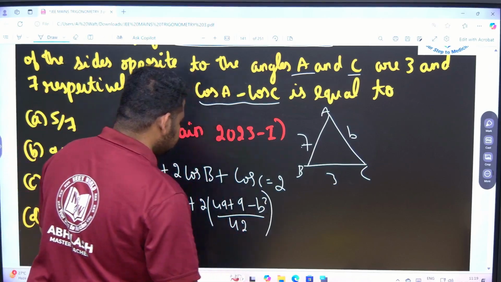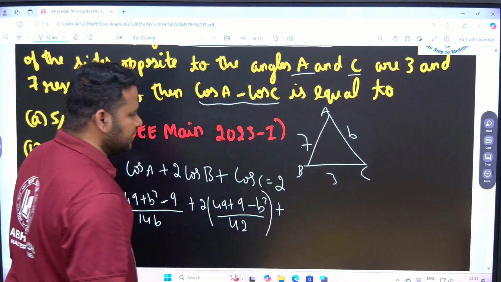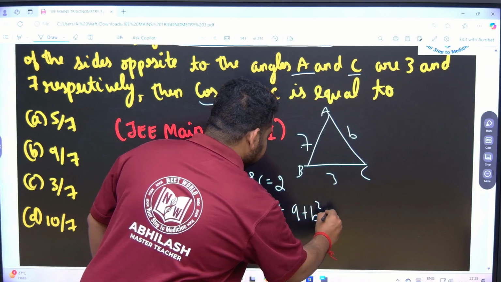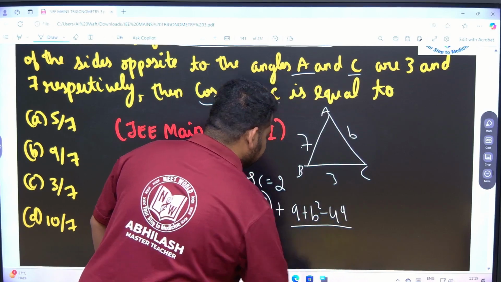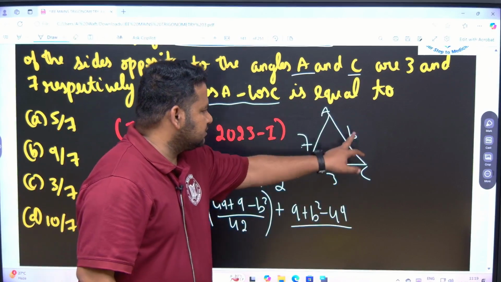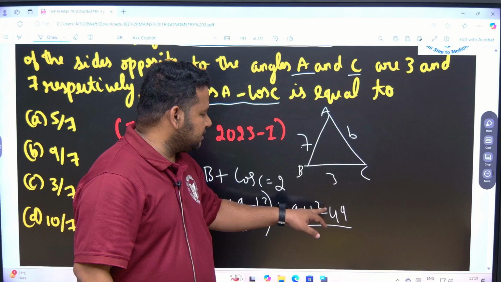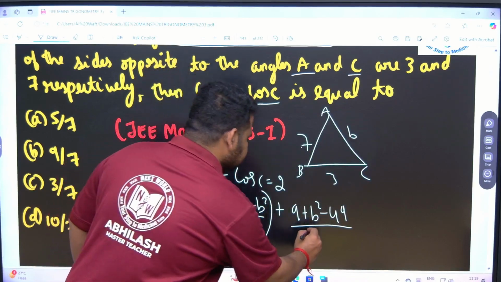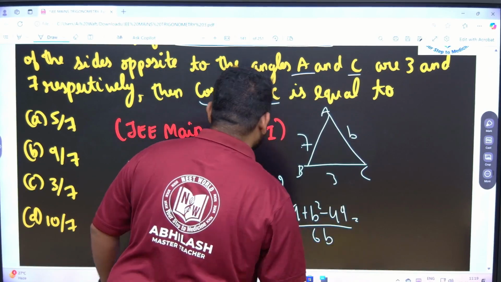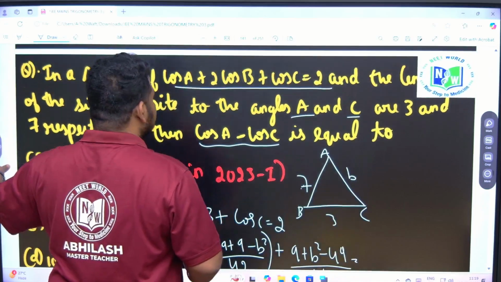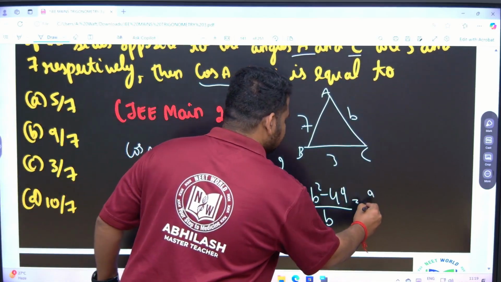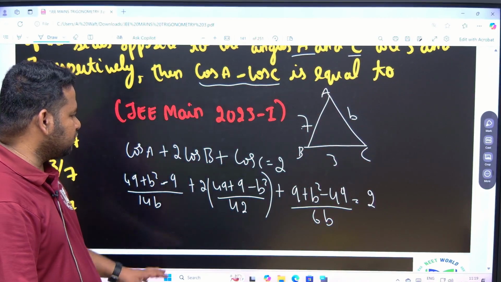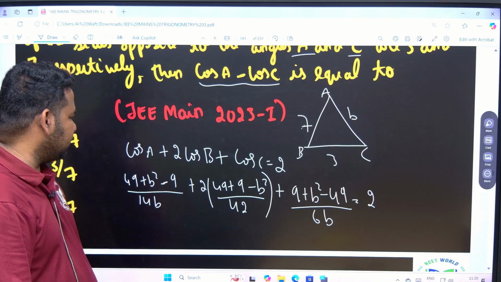Now plus cos C. You have to find cos C. Cos C is nothing but 9 plus b square minus 7 square, that is 49, divided by 2 into 3 into b. 2 into 3 into b is nothing but 6b, and that is equal to what, friends? They have given it as equal to 2. Now we have to solve this to find out the value of b.